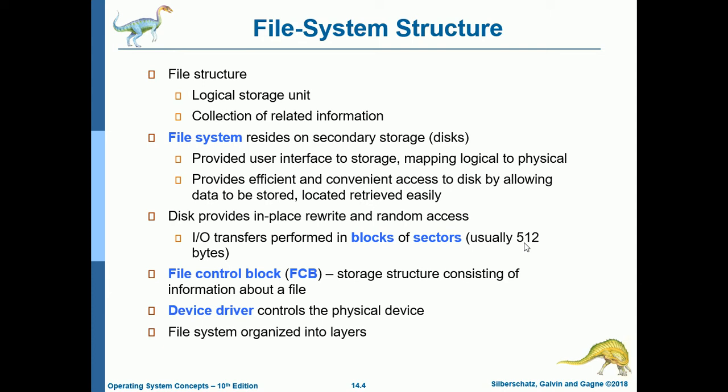And then disk provides in-place rewrite and random access. So I/O transfers are performed in blocks of sectors, usually 512 bytes. And then we have the file control block, or FCB. This is a storage structure consisting of information about the file, and the device driver controls the physical device, as we have already seen in the previous chapter, and the file system is organized in layers.